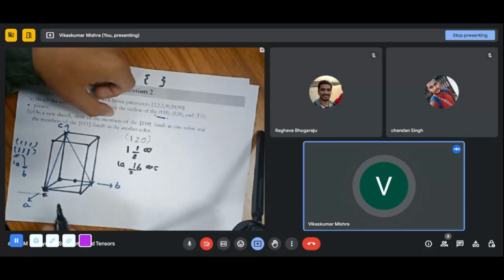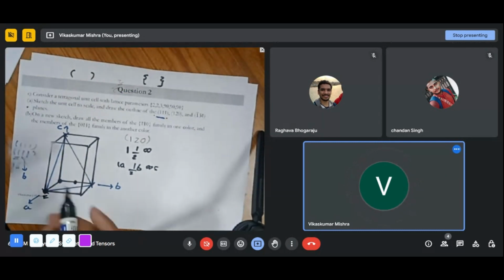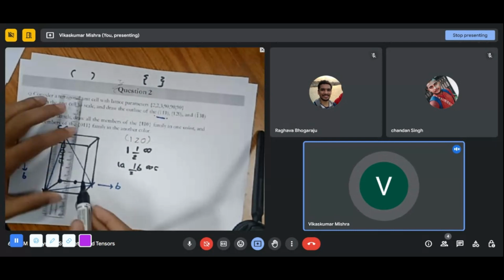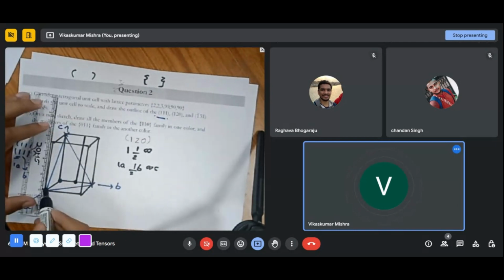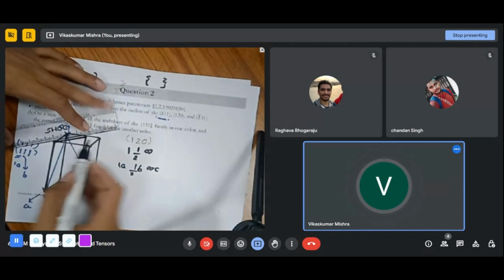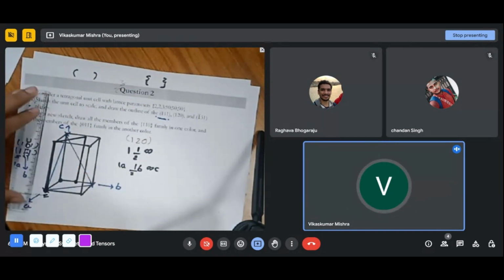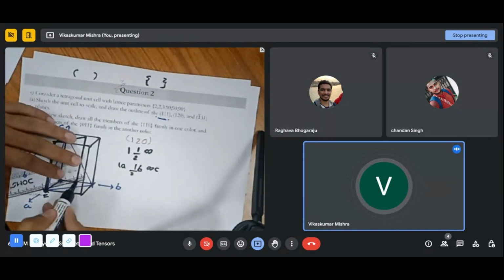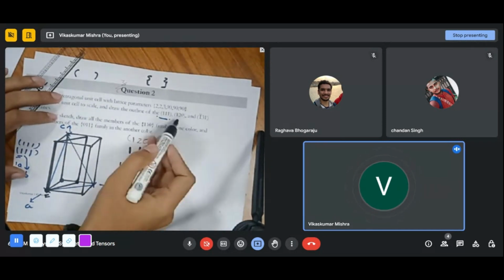So what we can do is draw this particular unit cell, and the plane should be parallel to the C axis. Let's make it parallel to the C axis. This is how it will go and this is how it will go. So our next plane is this one. Let's connect this also. So this is our next plane, and that's how we solve this particular question, 1 2 0.